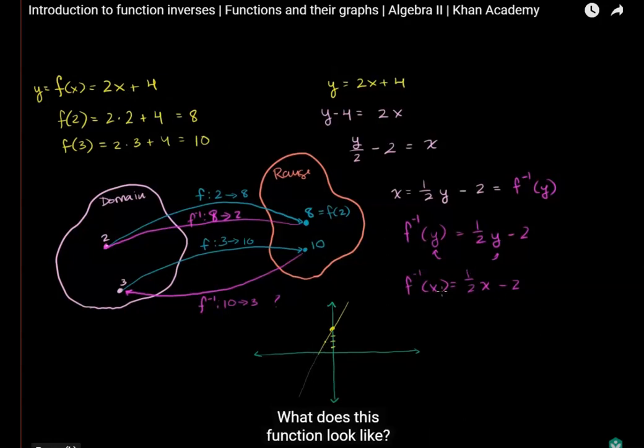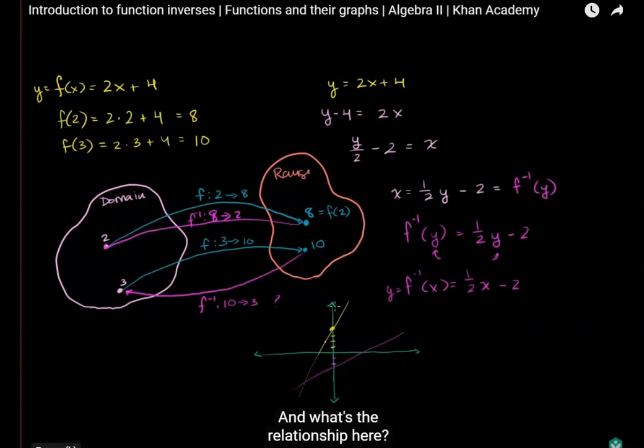What does the inverse function look like as a function of x? Remember, we solved for x, and then we swap the x and the y, essentially. We can say now y is equal to f inverse of x. So we have a y-intercept of negative 2, and now the slope is 1/2. The line looks something like that.